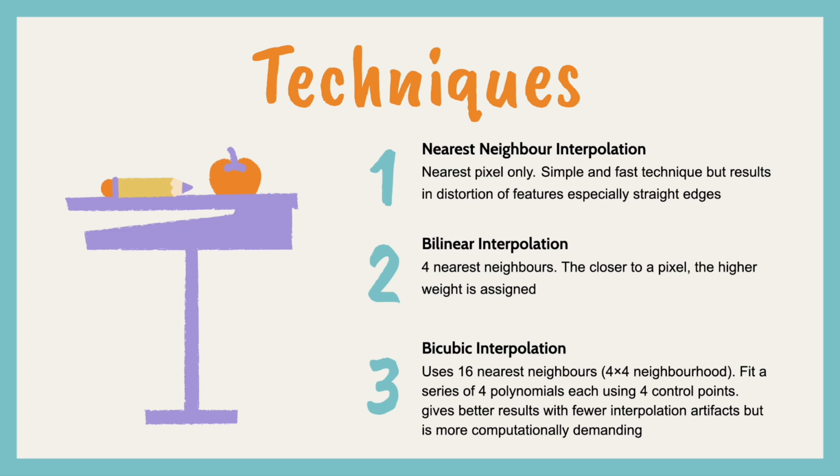The last is bicubic interpolation. You use 16 nearest neighbors, so a 4x4 neighborhood, and you fit a series of four polynomials each with 4 control points. It gives better results with fewer interpolation artifacts, but is more computationally demanding. So amongst these techniques, this one yields the best results, but it is the most complex. It does also have the most computationally intensive demands than the other two, but its interpolation is way better.